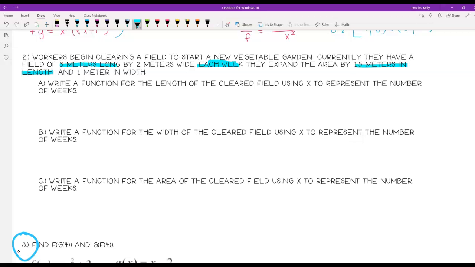That's each week. So for my length, I'm going to do blue, and then for width, it's 2 meters wide and 1 meter in width per week. So that's going to be for width. So if I write those as functions, the length of x is 3, that's our starting amount, plus 1.5 more per week, and they want x to be the number of weeks. So there's my function for length.